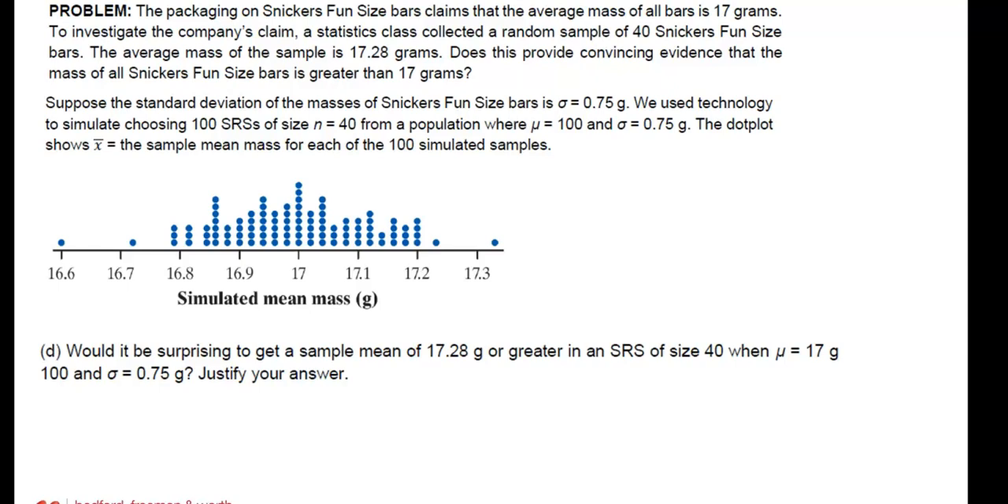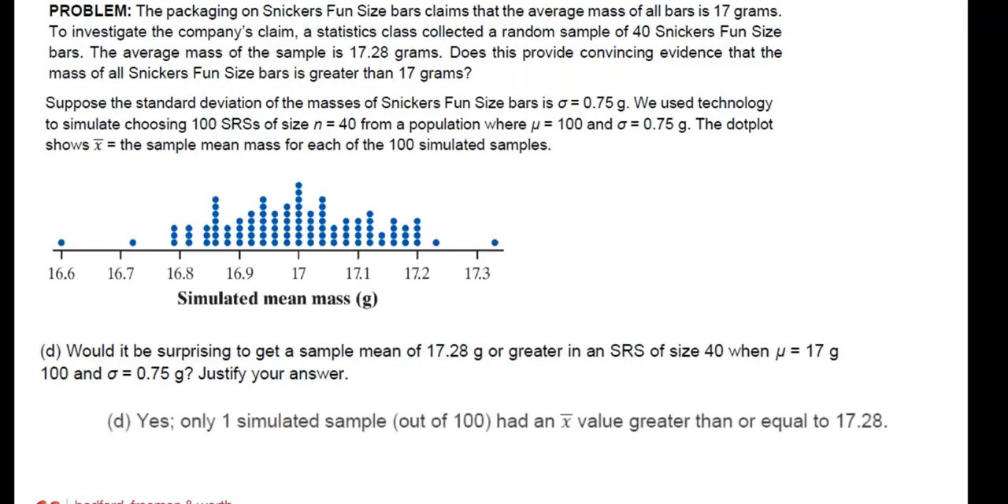Would it be surprising to get a sample mean of 17.28? Remember, that's what we got a minute ago. How surprising is that? So 17.28 or more extreme than that. I only see one dot, honestly, that's bigger than that. So 1 out of 100, there's a 1% chance. Yeah, it would be surprising. There's only a 1% chance. Only 1 out of 100 dots in the simulation had a greater mean than 17.28. So yeah, that would be very surprising.